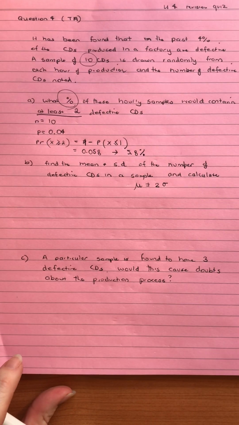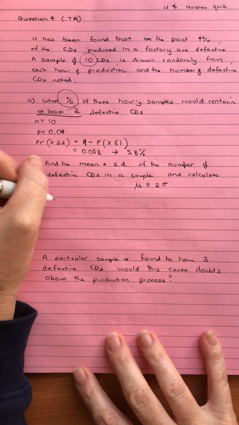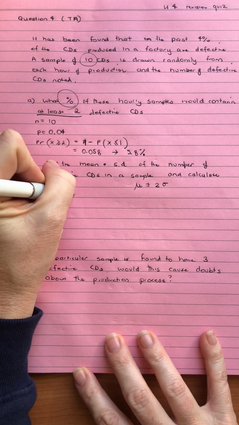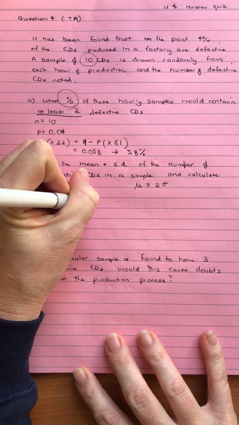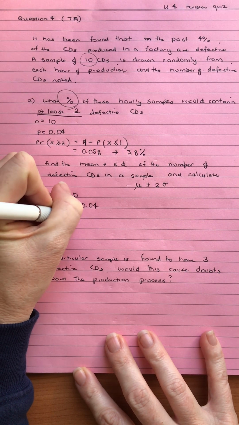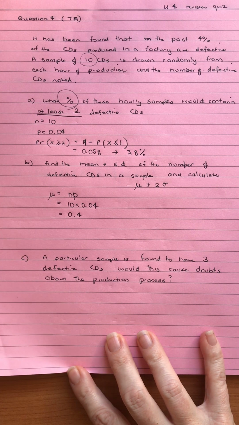The next part of the question asks us to find the mean and the standard deviation for the number of CDs in the sample. So our mean is going to equal np. So we've got 10 times 0.04. So our mean would be 0.4 CDs being defective.